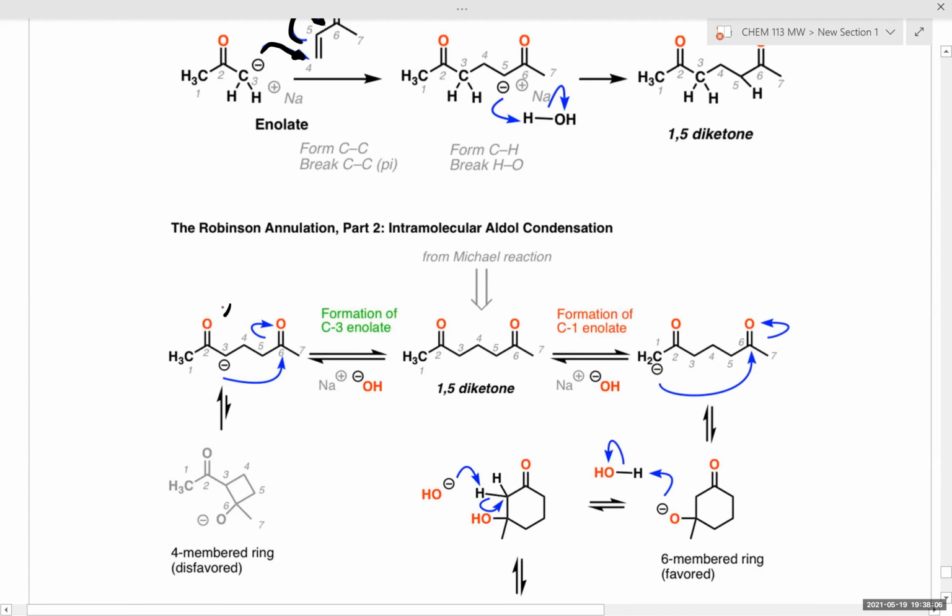Although we have two possible positions, alpha 1 and alpha 2, reaction at alpha 1 would give a 4-membered ring, which is not favored under the equilibrating aldol conditions. Instead, we deprotonate at our other alpha position.